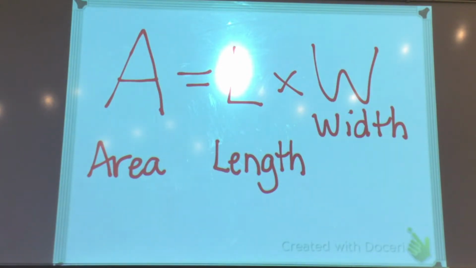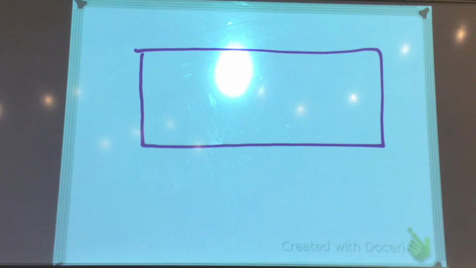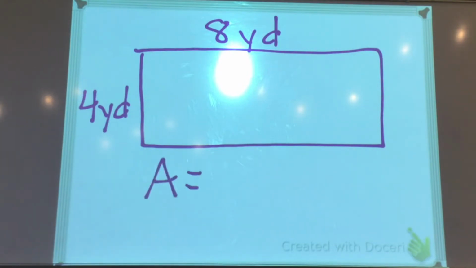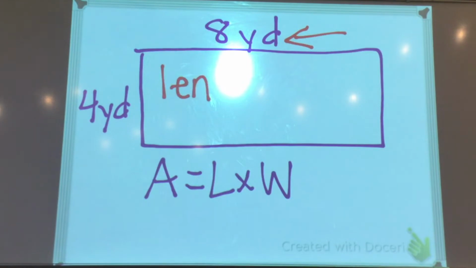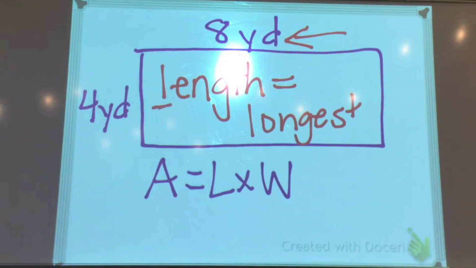Okay, for the first example, let's just say we have a rectangle and it is 8 yards long and 4 yards wide. And we are asked to find the area. So area is the length times width. Now, most often, but not always, the length is going to be the longest side. And you can remember that with the L's. Length equals longest side. And both of those words begin with the letter L for length.